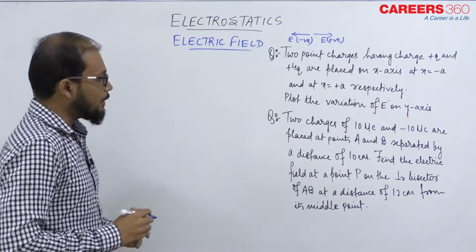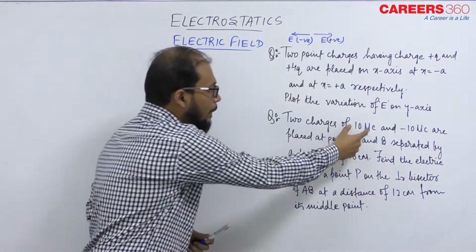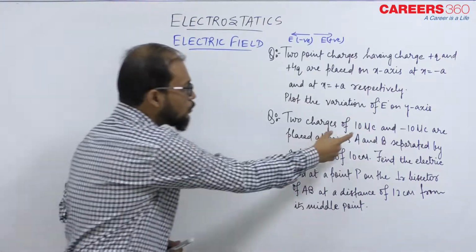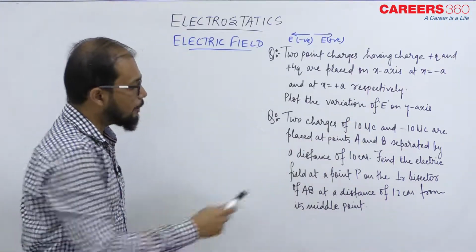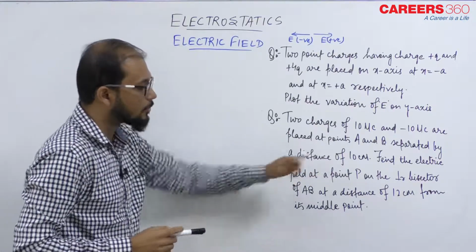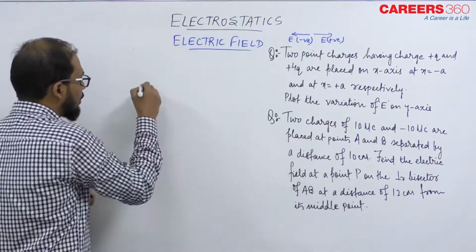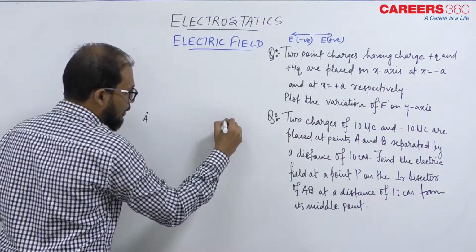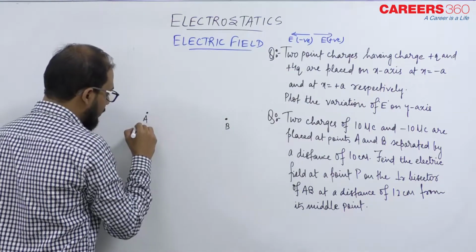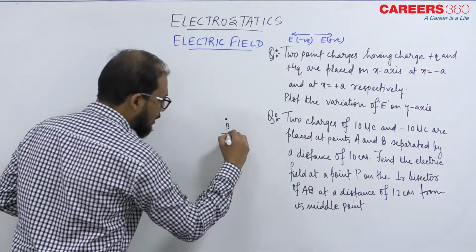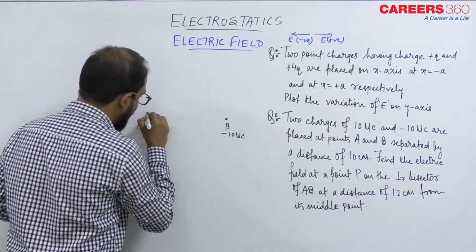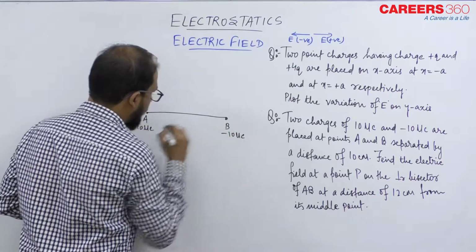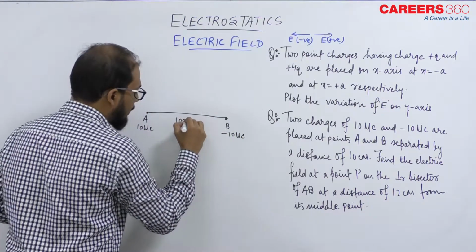In the second question, it is given that two charges of 10 microcoulomb and minus 10 microcoulomb are placed at the points A and B separated by a distance of 10 centimeter. Suppose this is point A and this is point B, and here the charge is 10 microcoulomb and here the charge is minus 10 microcoulomb, and this distance is equal to 10 centimeter.